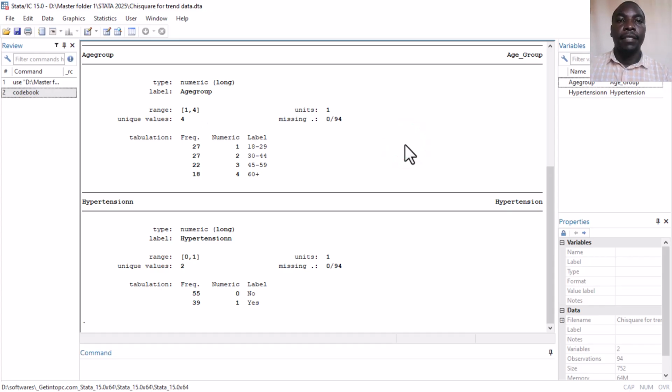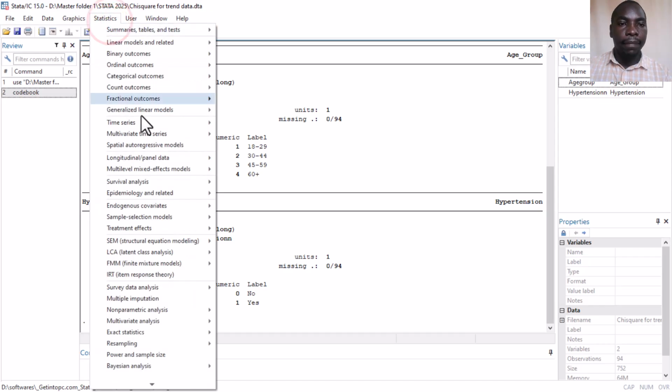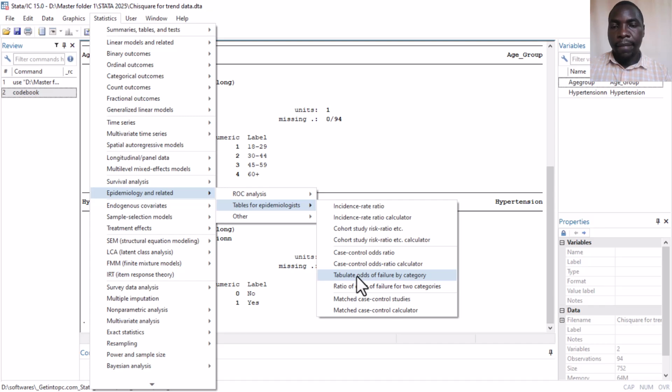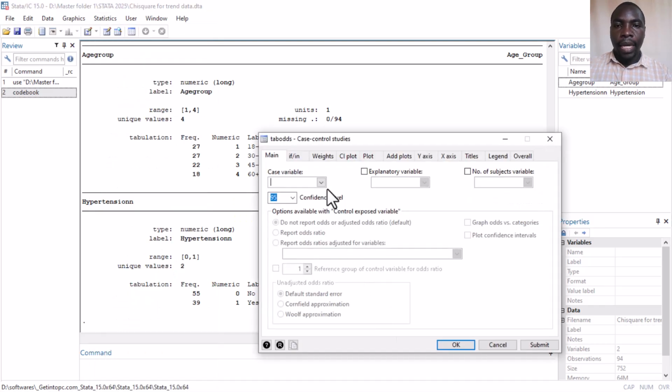So to run a chi-square test for trend, simply go to Statistics, Epidemiology and Related, then select Table for Epidemiologists, and then go down to Tabulate Odds of Failure by Category. Here, you're going to specify our case variable, the outcome variable, which is hypertension, and our exploratory variable, which is age group, our ordinal variable. Then you want to report odds ratios, and by default, the first group of that categorical ordinal variable will be used as the reference, and then you click OK.